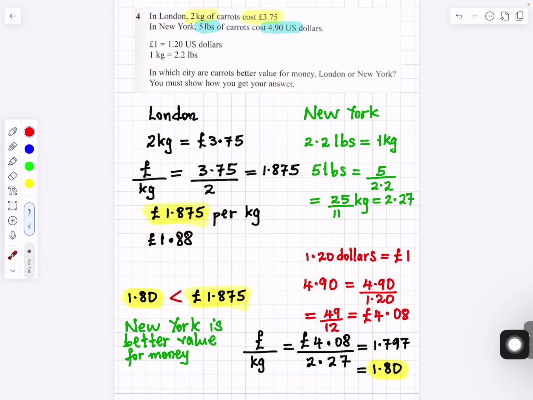So which is more expensive? London. £1.88 is bigger than £1.80, or you say £1.80 is less than £1.88. And they say show your working. Show your working is what we divide in there, all these things I'm writing there. So New York is better value for money.